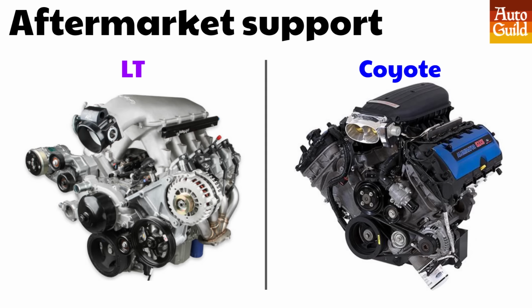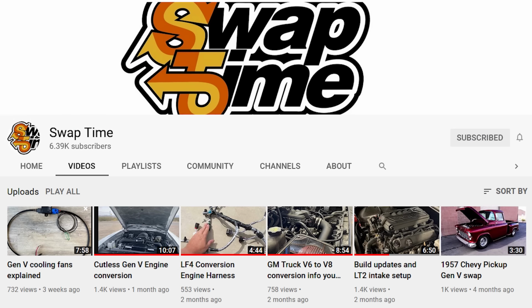If this were an LS versus Coyote engine, the LS would have the obvious win. But the Coyote may have the edge in aftermarket support as most people are still geeking out on the LS. But the LT is for sure the future. And if any of you are serious about swapping a Gen 5 LT into your car, please check out the Swap Time channel. Lots of videos on all different aspects of LT swaps and tuning.